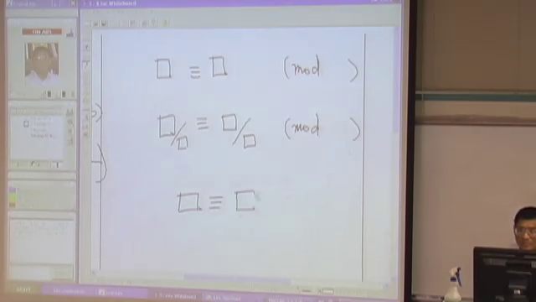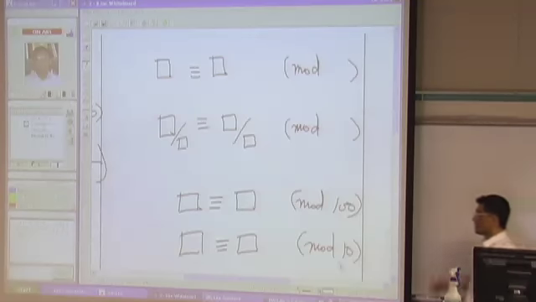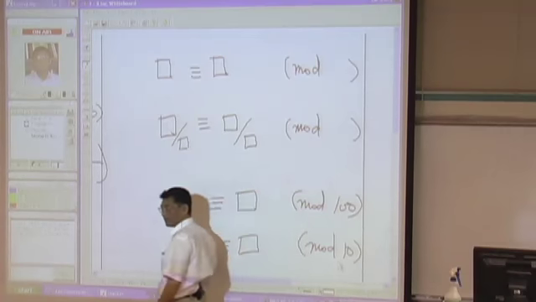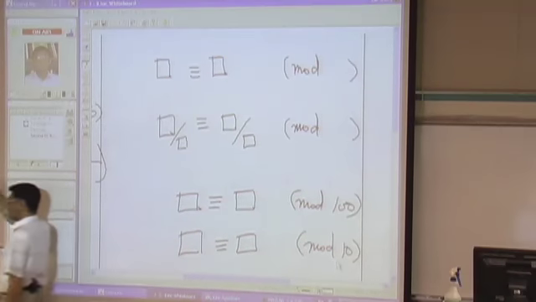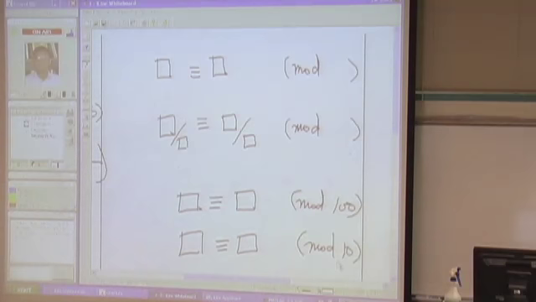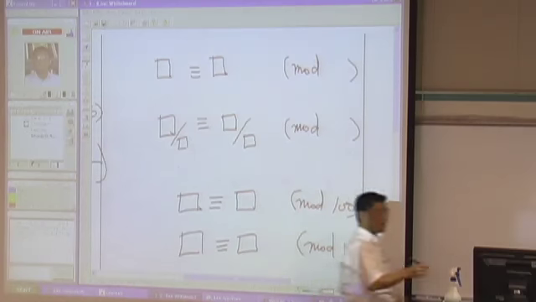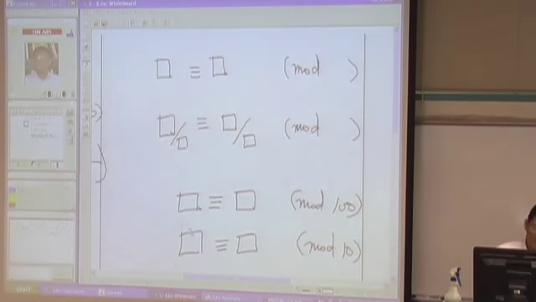Assume that they are congruent mod 100. Then are they congruent mod 10? So if this happens, is this true or not? From big mod to small mod, is it possible or not? It's possible, right? But what about the other direction? What about the other direction?